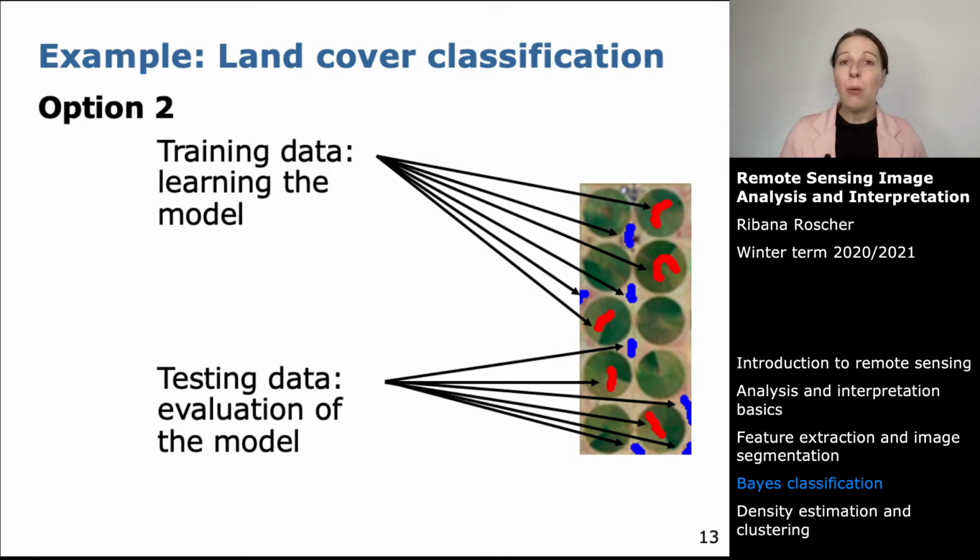This is not always possible, because you need to be careful that all the classes are actually in these areas. So you should not have a training data set where a class is missing, and also try to get a similar amount of the classes. That means a similar amount of labeled samples per class in the training and the testing data set.